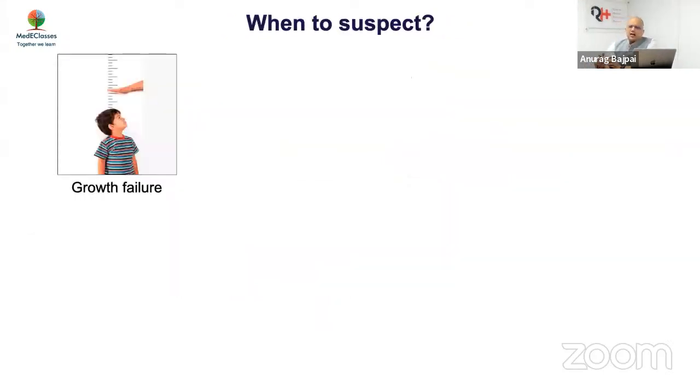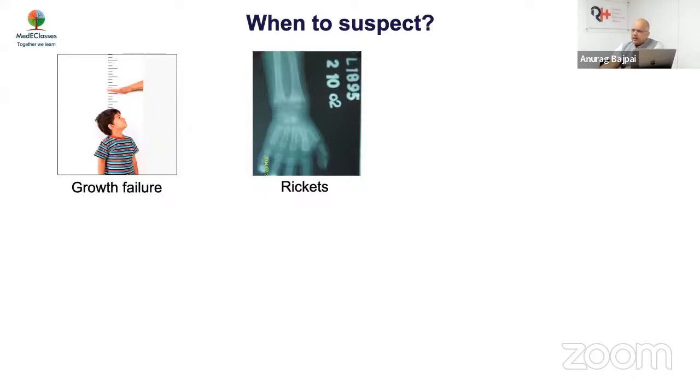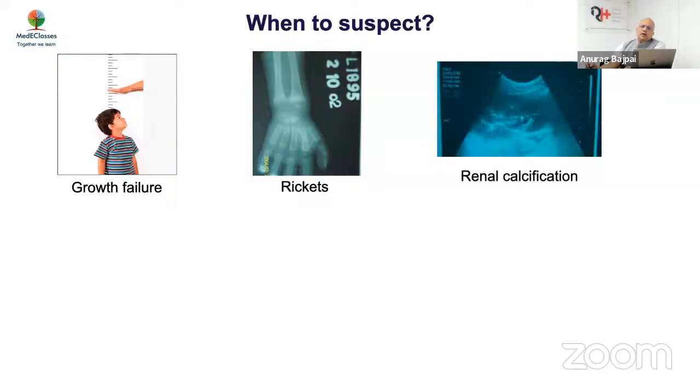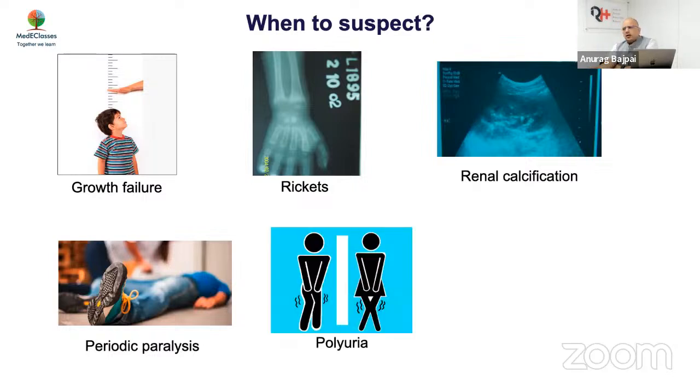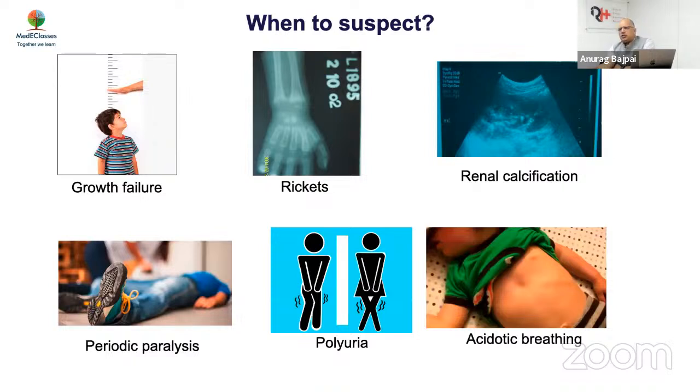As I said, RTA has a wide mode of presentation. Anybody who is not gaining weight, especially height, so a nutritional pattern growth failure, refractory rickets with low or normal phosphorus, renal calcification with normal serum calcium, periodic paralysis with hypokalemia, polyuria of unexplained etiology, and acidotic breathing, we should always think of RTA. Now, of course, growth failure is because of the direct effect of acidosis, as is rickets. The problem of calcification is because of hypercalciuria, specifically in the setting of a distal RTA.